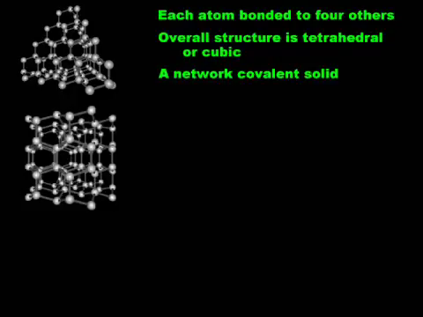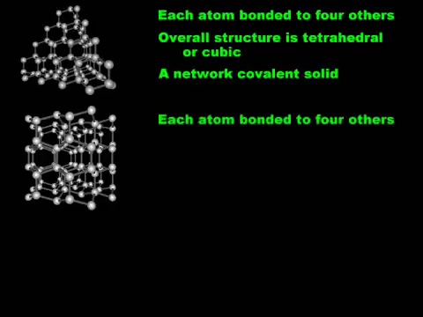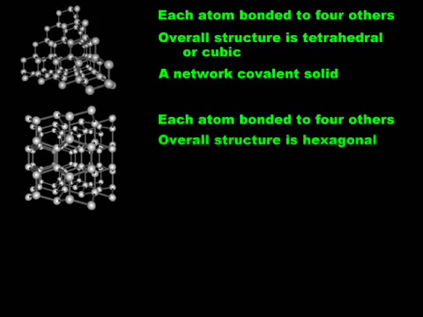Lonsdaleite is the hexagonal form of diamond. As in diamond, each carbon atom is connected to 4 others in a tetrahedral arrangement. However, these tetrahedra are arranged to give a hexagonal or 6-sided structure. Like diamond, lonsdaleite is a network covalent solid.